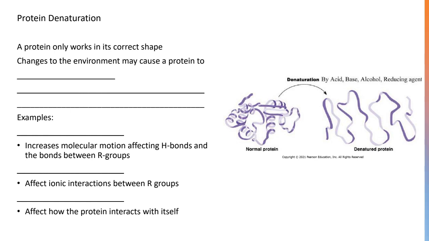To wrap up the protein section, let's talk about what happens when the protein's environment is altered. Usually you get something called protein denaturation.